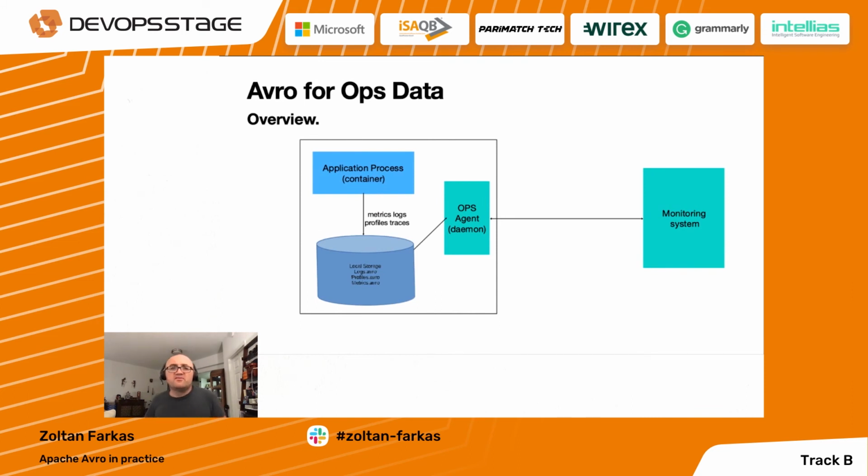After seeing how we can use Avro for our configuration, let's look at how we can use it for our operational data, like logs, metrics, profiles, etc. On this slide, you can see an overview of a typical operation data flow setup in a distributed system.